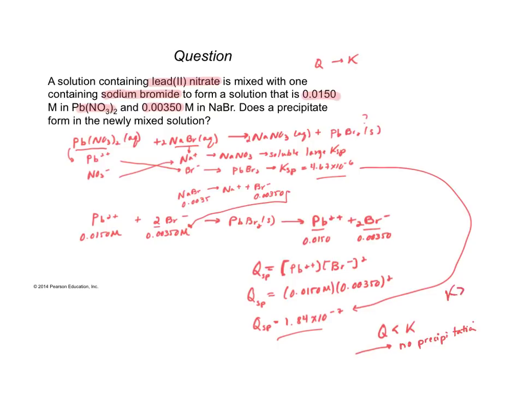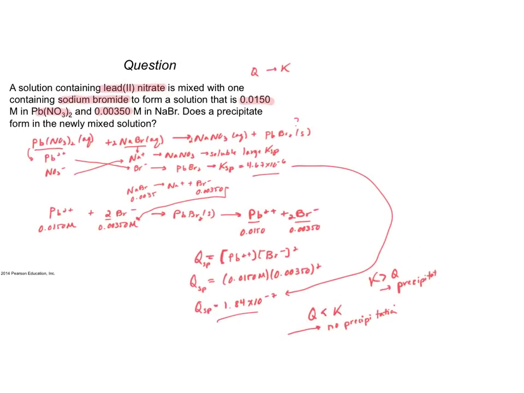If Q was greater than K, then we would have seen precipitation. But we didn't. So this is the big answer. Q is less than K, no precipitation for this reaction.